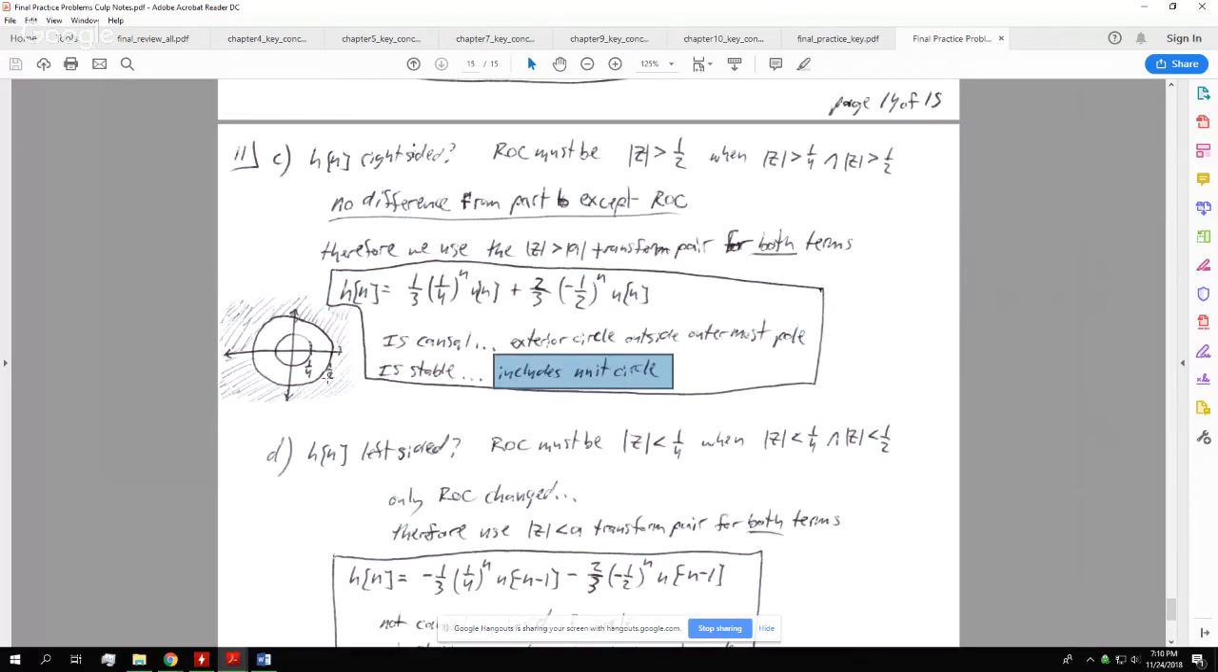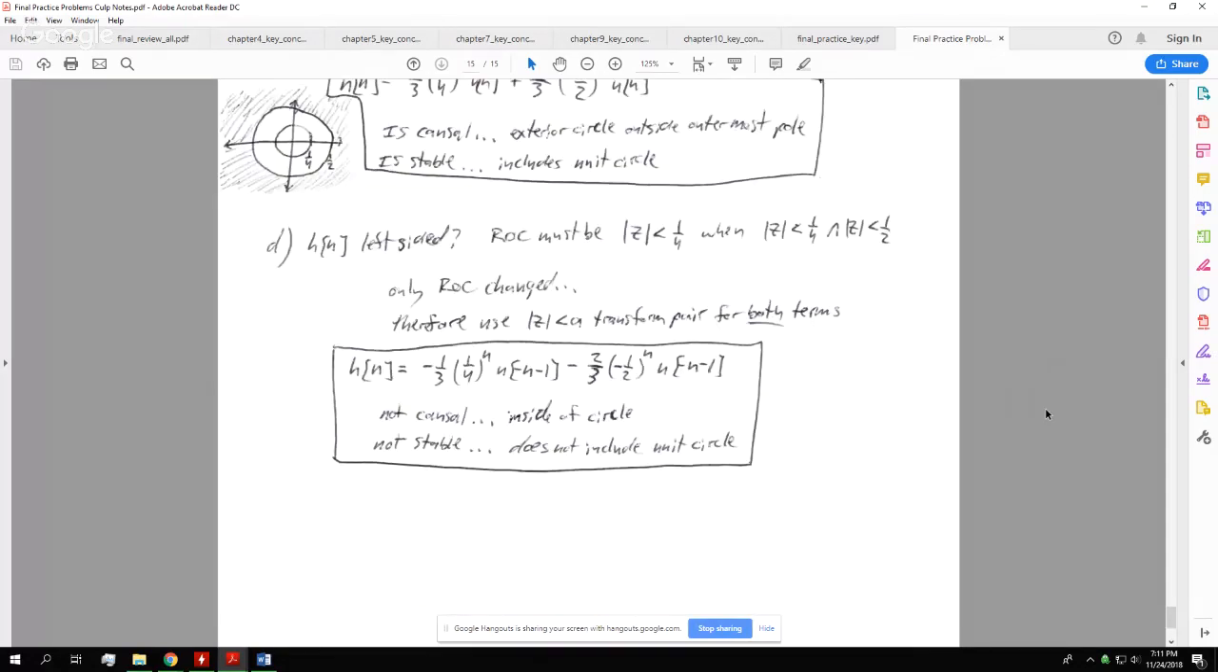Well, the unit circle is the circle of radius 1. I drew two circles here. I did not draw the unit circle, but my first circle has a radius of a quarter. My second circle has a radius of a half. Well, if I drew a third circle, it would have a radius of 1. A 1 would be out here. If I drew this circle with radius 1, that's included in the shaded region. So therefore, this system is stable.